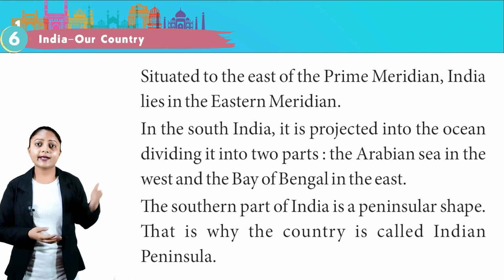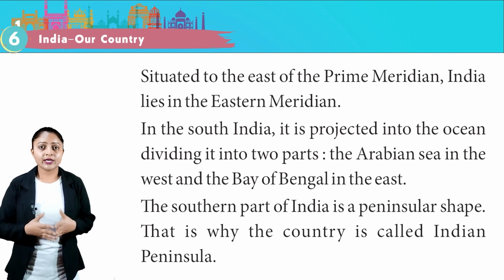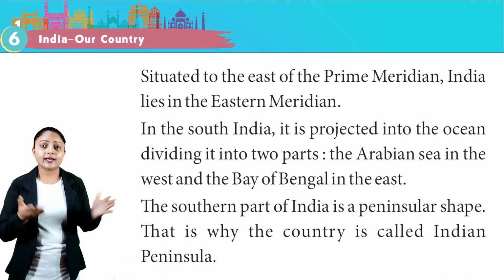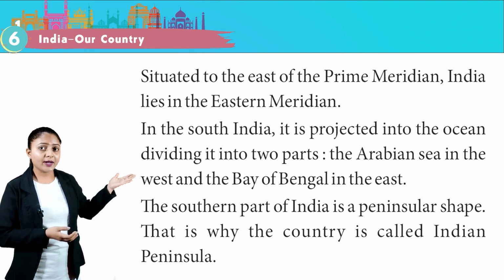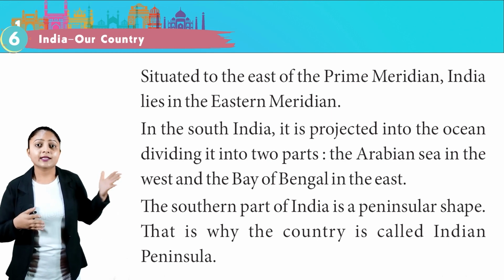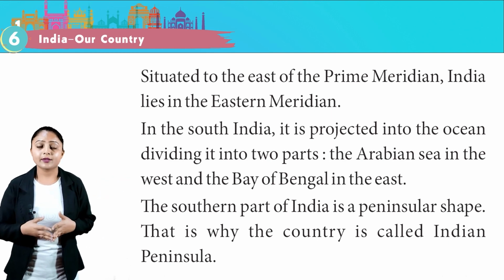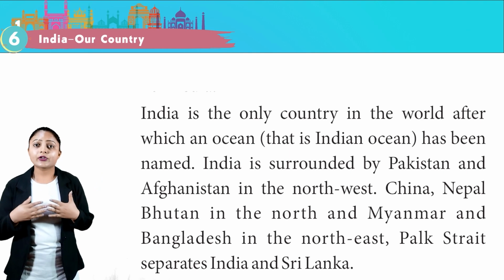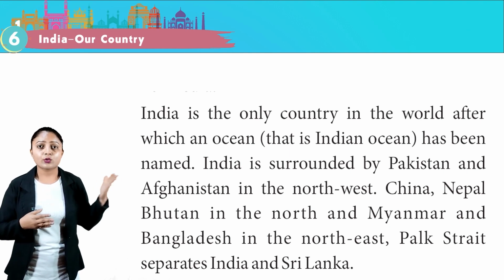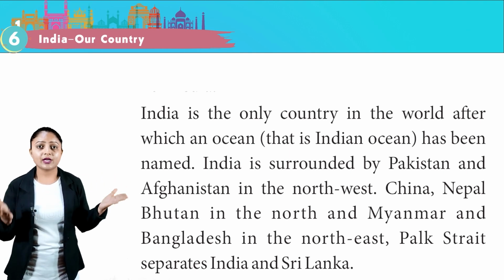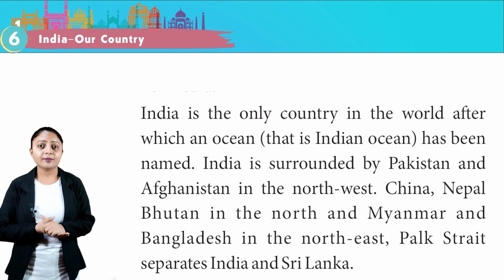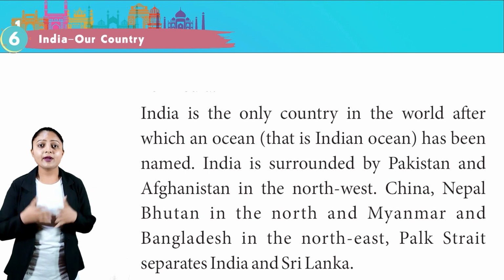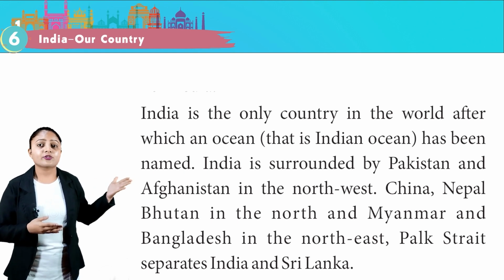In the south, India projects into the ocean, dividing it into two parts, the Arabian Sea in the west and the Bay of Bengal in the east. The southern part of India is peninsular in shape, that is why the country is called the Indian Peninsula. India is the only country in the world after which an ocean, the Indian Ocean, has been named. India is surrounded by Pakistan and Afghanistan in the northwest, China, Nepal and Bhutan in the north, and Myanmar and Bangladesh in the northeast. Palk Strait separates India and Sri Lanka.